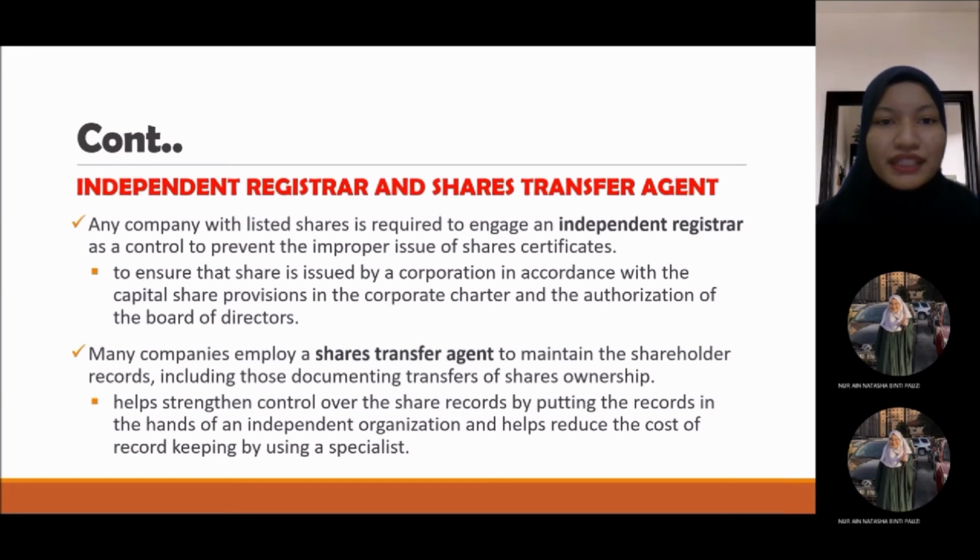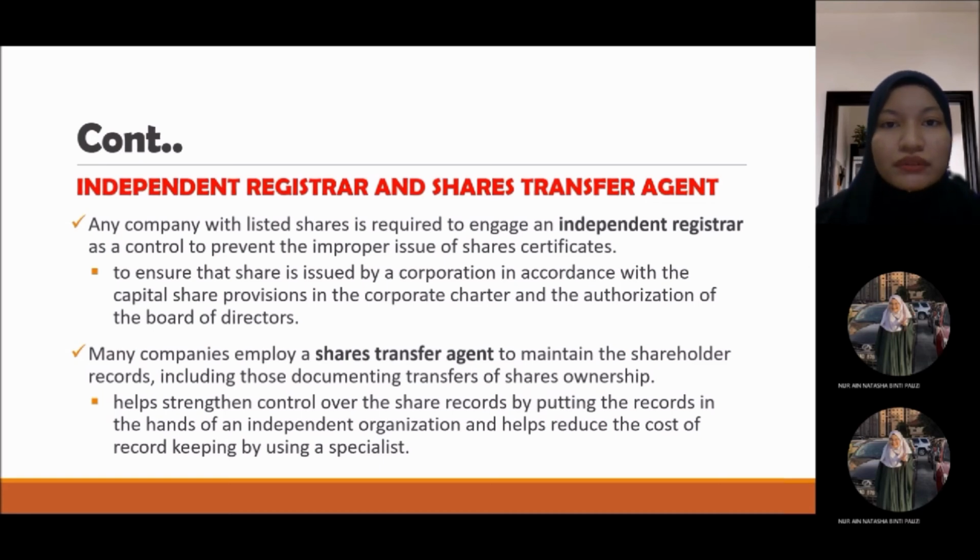Next, I will continue presenting the subtopic of owners' equity, which is its importance of internal control. The third one is independent registrar and shares transfer agent. Any company with shares listed on a securities exchange is required to engage an independent registrar as a control to prevent the improper issue of share certificates. An independent registrar is appointed to ensure that share is issued by a corporation in accordance with the capital share provisions in the corporate charter and the authorization of the board of directors.